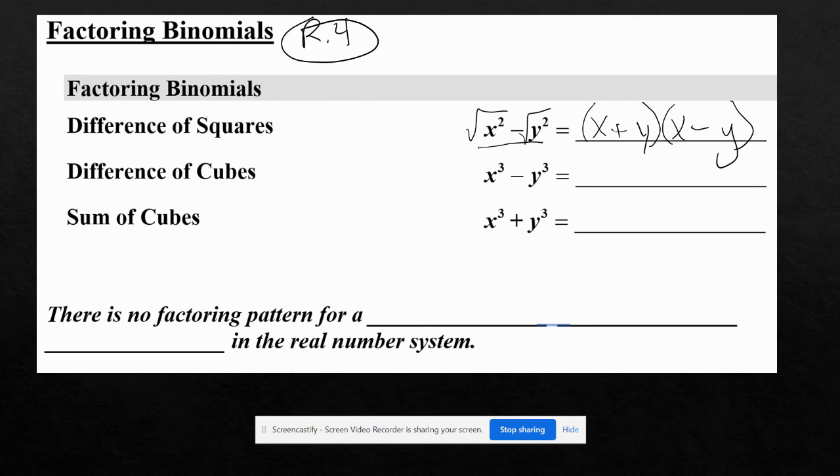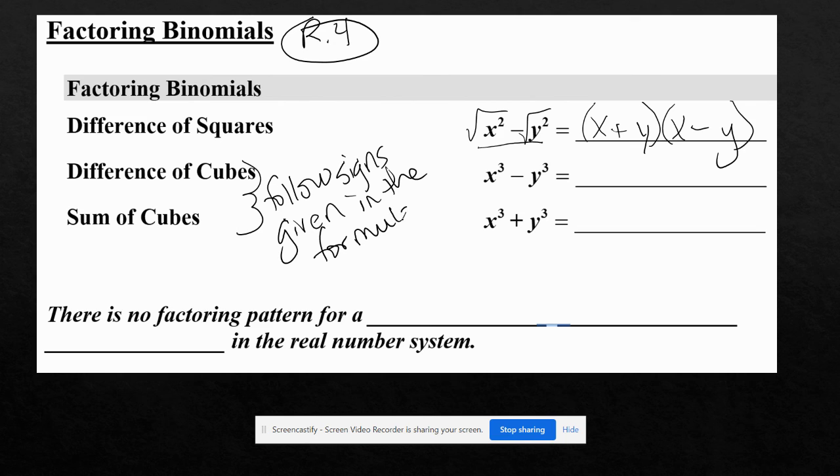For the sum and difference of cubes formula, it's very important that you follow the formula and follow the signs given in the formula. Okay, you have to follow the signs given in the formula. The only time you use the signs that are given to you here is to determine which formula you use. If you have a difference of cubes, your first term will be subtraction. And if you have a sum of cubes, your first term will be addition.